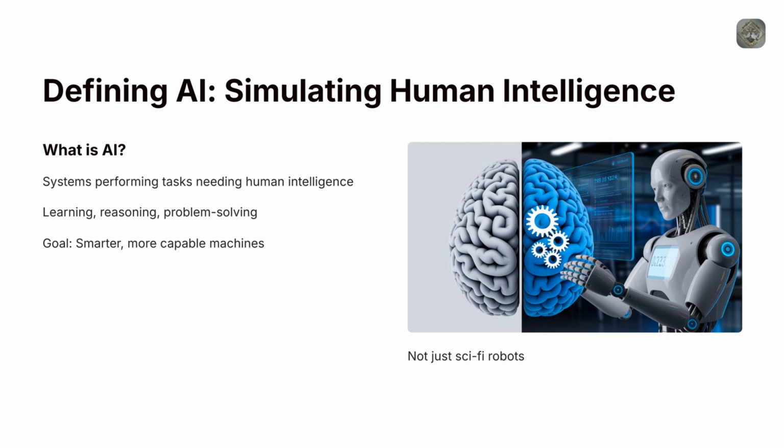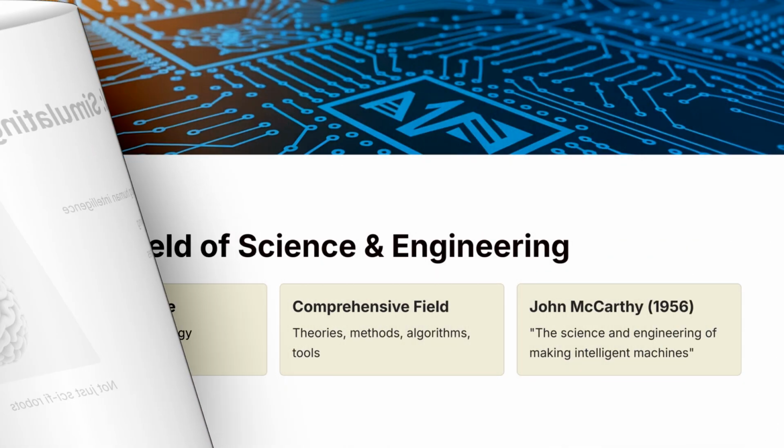The primary goal isn't necessarily creating conscious human-like robots like in movies, but rather making machines smarter, more capable of handling complex tasks, and ultimately, more efficient tools to help us solve problems and improve our lives.